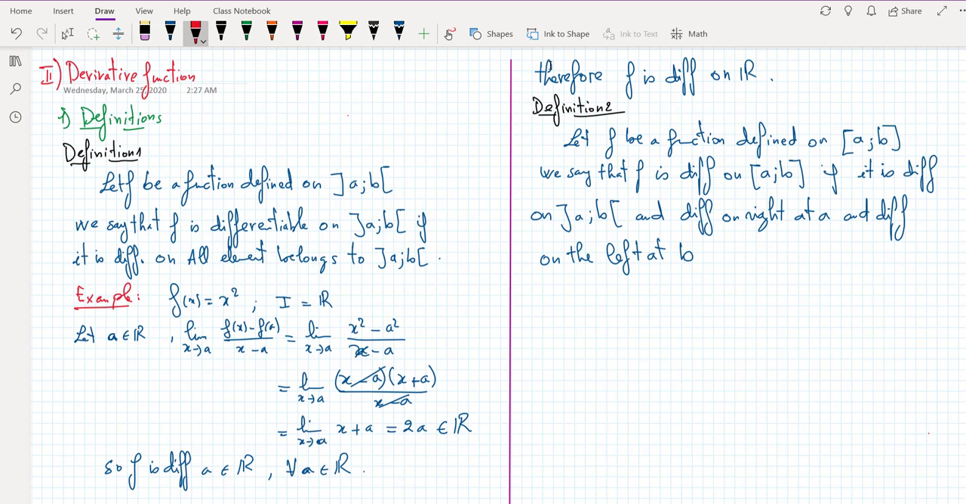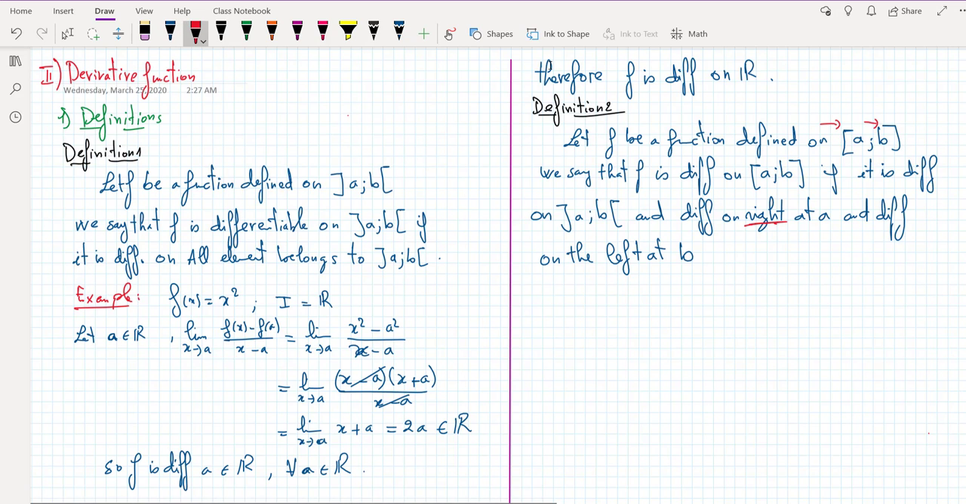We say it's differentiable on the right at A because we cannot approach A from the left, only from the right, because there is no value on the left of A. Same thing for B. We cannot approach B from the right, so only from the left.